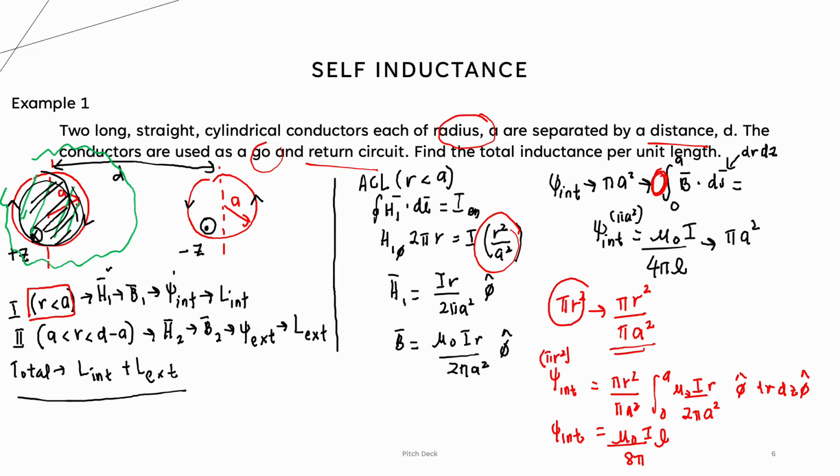L, right? I think there is no L at the downside, this L should be up. For the pi a squared area, the value of the internal flux is going to be mu naught I L over 4 pi, whereas for the area of pi r squared, it is going to be mu naught I L over 8 pi, right?